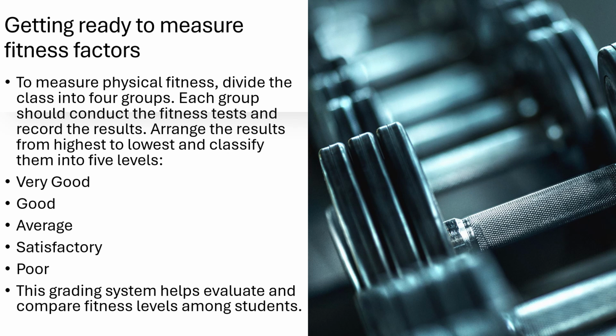Getting ready to measure fitness factors. To measure physical fitness, divide the class into 4 groups. Each group should conduct the fitness test and record the results. Arrange the results from highest to lowest and classify them into 5 levels: very good, good, average, satisfactory, and poor. This grading system helps evaluate and compare fitness levels among students.